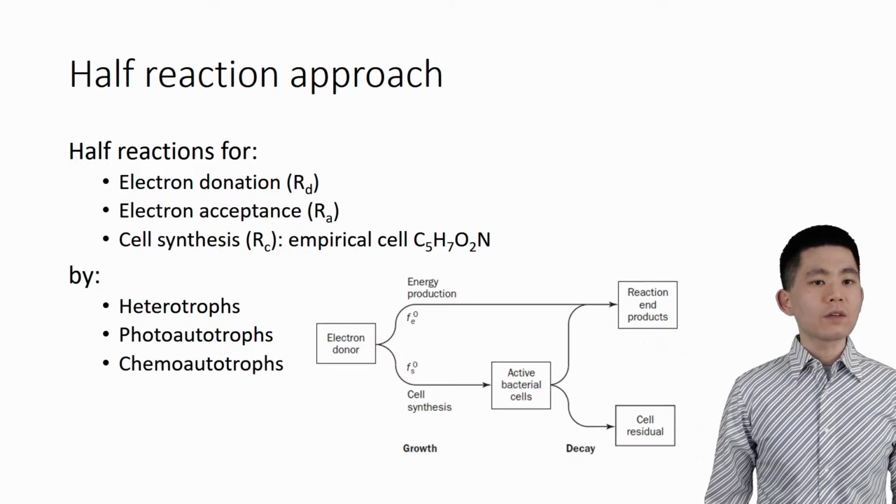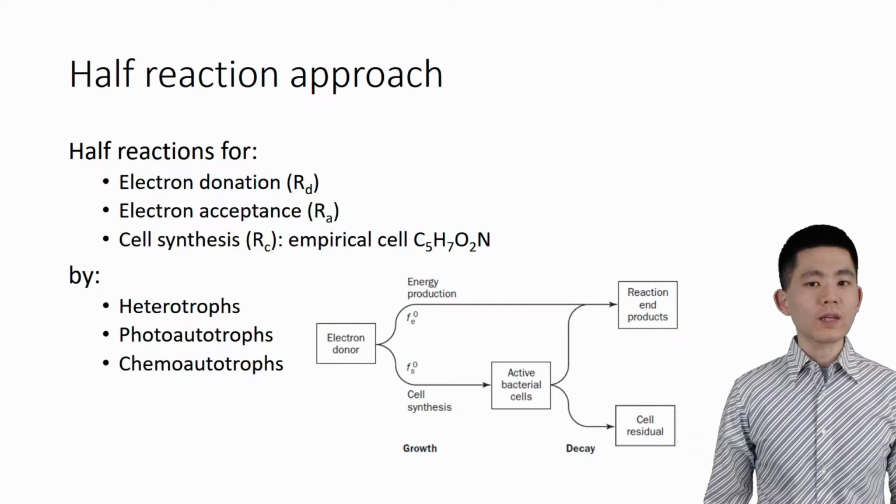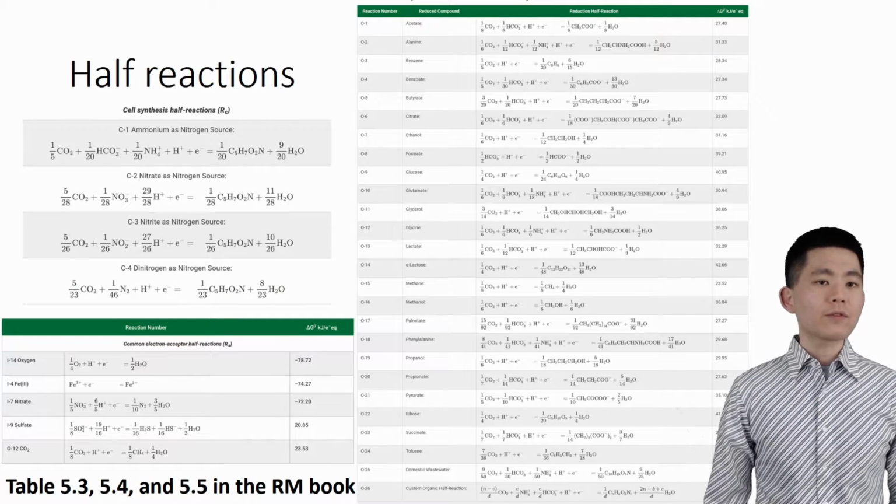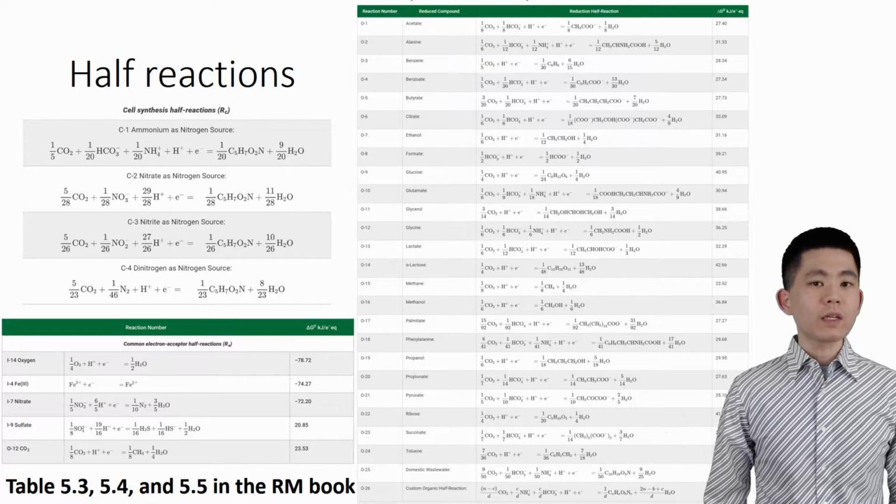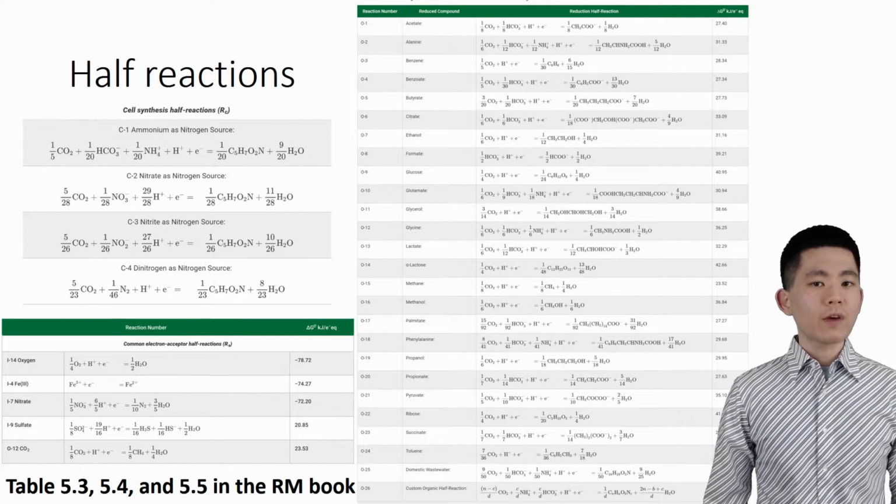Half reactions for electron donation, electron acceptance, and cell synthesis can be written differently for different electron donors, electron acceptors, and nitrogen source. This gives a lot of flexibility as there are many combinations for the diverse biochemical reactions. The half reactions can be looked up in tables 5.3, 5.4, and 5.5 in the RM book.